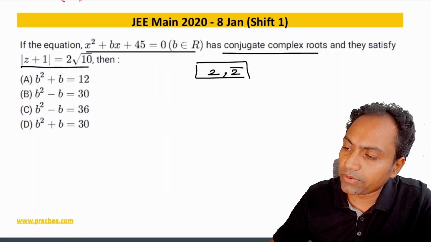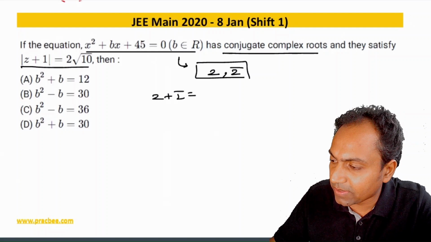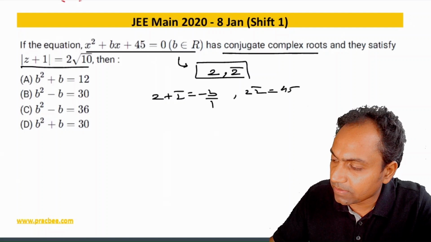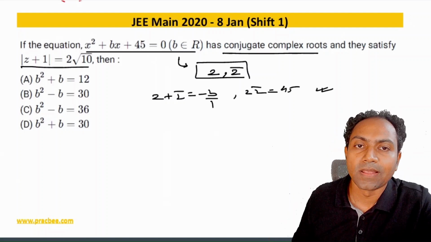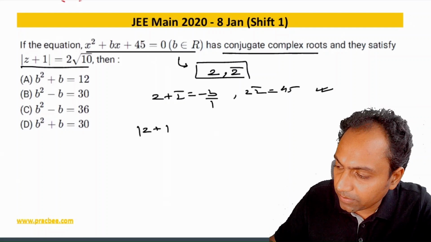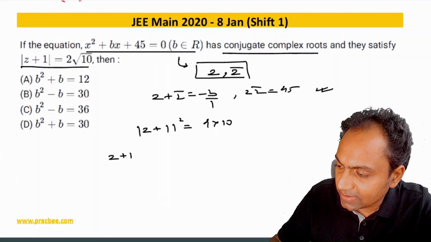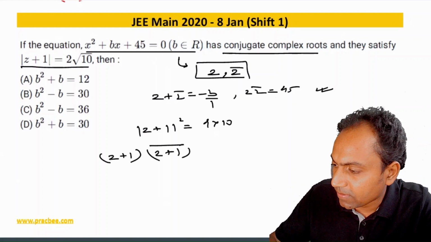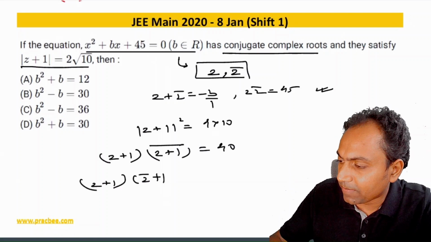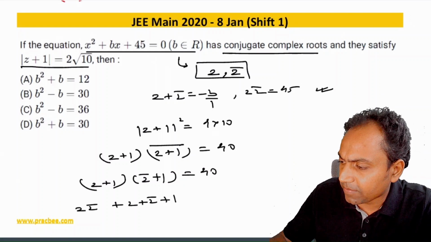So now if these two roots are there for this equation, then we can write the sum of roots as minus b by a and the product of roots as nothing but c by a. So these two ideas we have got. Next thing they are saying is they satisfy this equation. So now modulus we cannot modify, but if I square both the sides, it will become 4 into 10. And this part I can write as z into z bar is equal to 40. Now if I simplify this, this is (z plus 1) into (z bar plus 1) is equal to 40. And if I multiply this, it is z z bar plus z plus z bar plus 1 is equal to 40.